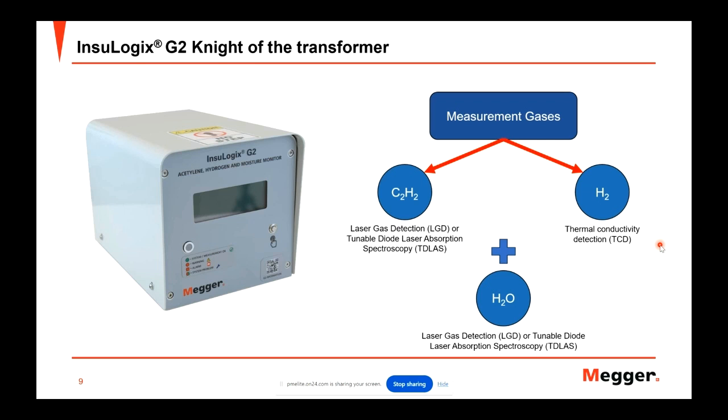This equipment can measure two gases. First is the acetylene here. Second is the hydrogen. And it can also measure the water or the moisture inside of your transformer. We use laser gas detection to measure the acetylene and thermal conductivity detection to measure the hydrogen here. And we also use laser gas detection to measure the moisture.